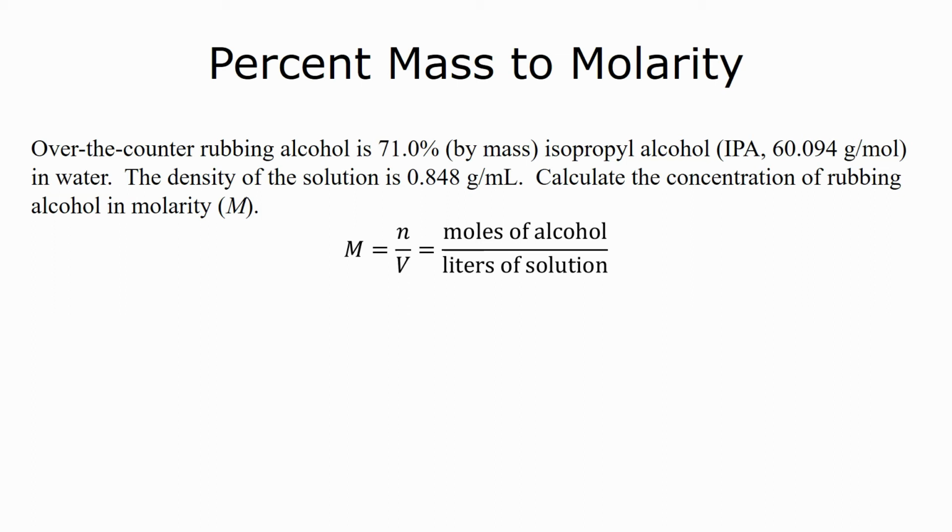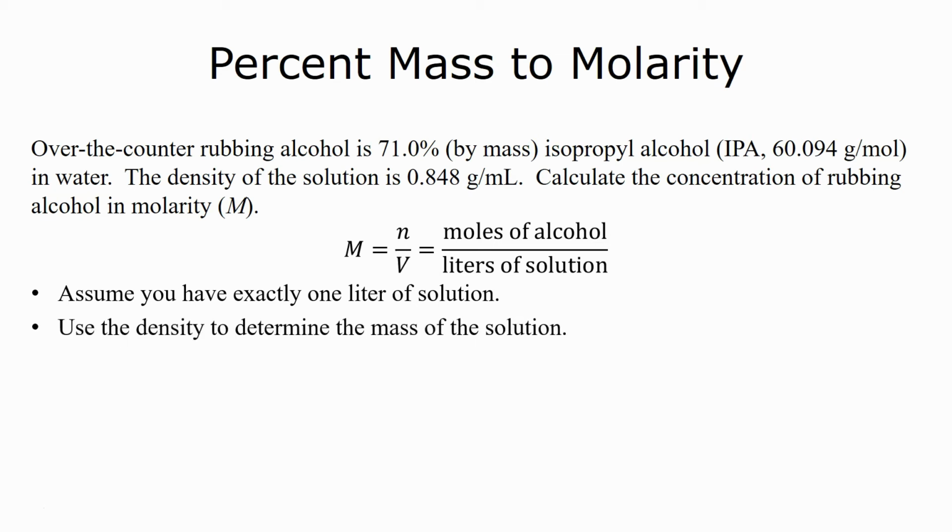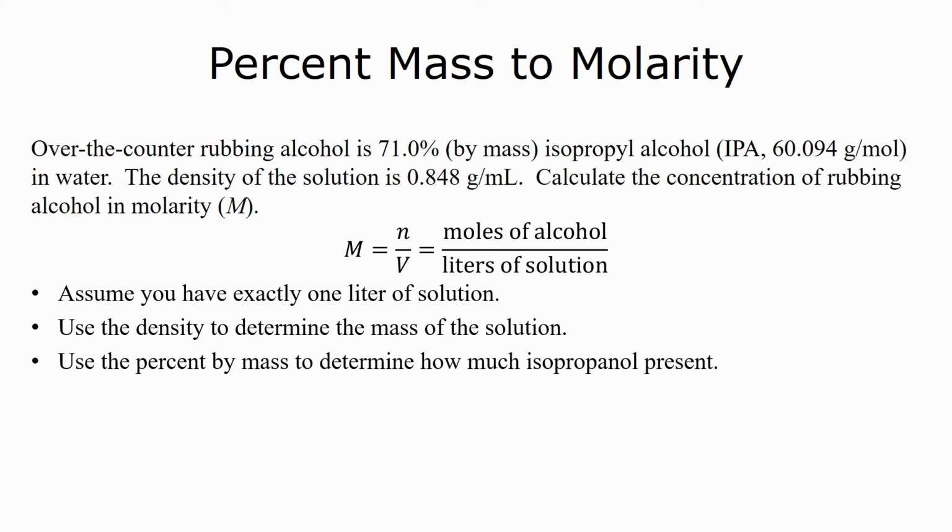First, we want to calculate the molarity of this solution of isopropanol. Well, we need to know the number of moles of alcohol and the total volume of solution. We haven't been given that information. So here's the trick. Assume you have exactly 1 liter of solution. If you have 1 liter, you can use the density to determine the mass of that solution. And this is a mixture, the whole thing. And then once you have the mass of the solution, you can use the percent by mass to determine how much isopropanol is present.